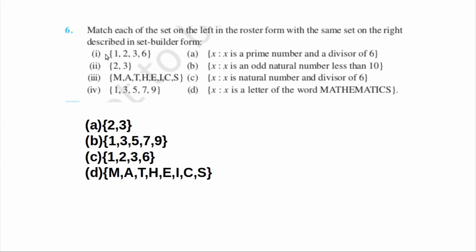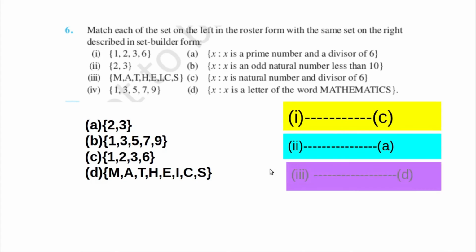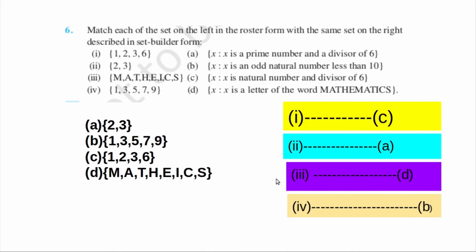So 1 is going to C and 2 is going to A and 3 is going to D and 4 is going to B. Therefore the answer is 1C, 2A, 3D, 4B.